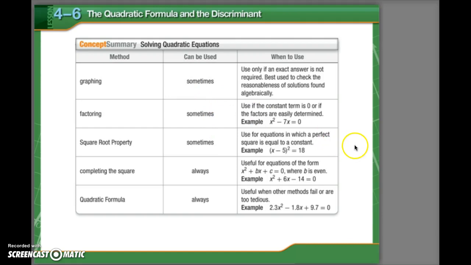Okay, that's the end of Unit 1, Lesson 6 on the quadratic formula and the discriminant.